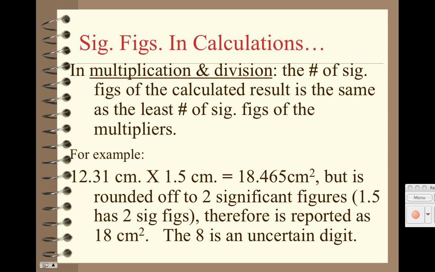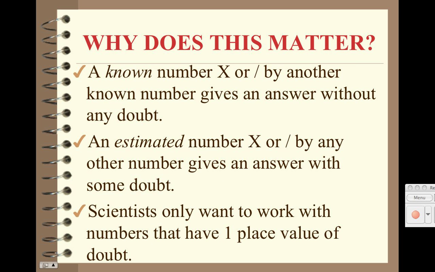Now I know what you're thinking. If you're a math person, you're like, how can this number be more proper than this number? This is a better number mathematically, but this is a better number scientifically, because remember, scientists, when they report a value, whether it's been calculated or measured, only want to have one place value of uncertainty. So if you follow the rules, you will get all known values and only one place value of uncertainty.